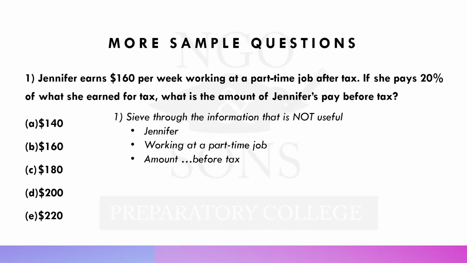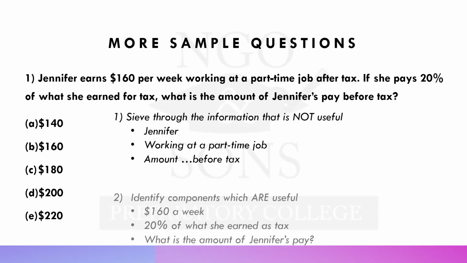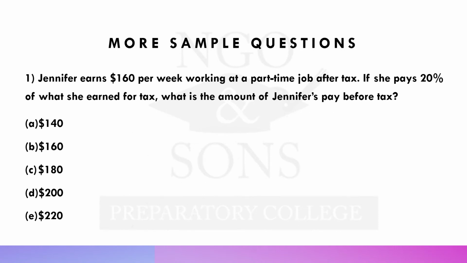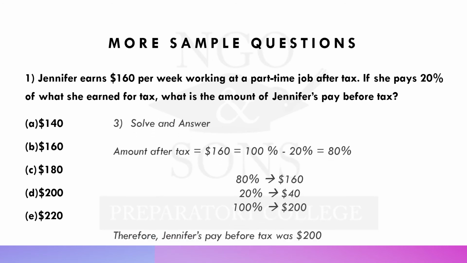The second step is to then do the converse. Identify which components are useful and will be required to solve this question. In this case, it would be $160 a week, 20% of what she earned as tax. What is the amount of Jennifer's pay? Once these two steps have been completed, it is time to solve and answer the question.